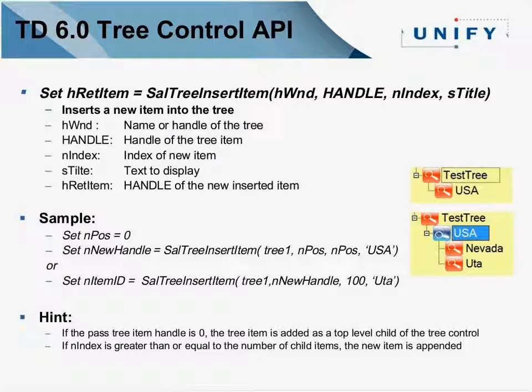The title and the text to display, and you get back the handle of the newly inserted item, the item ID. The sample is pretty simple. For example, the first one, the new handle tree insert item, means we insert something in tree 1, and the position is both 0 and the index is 0.